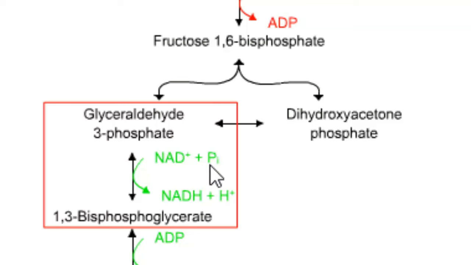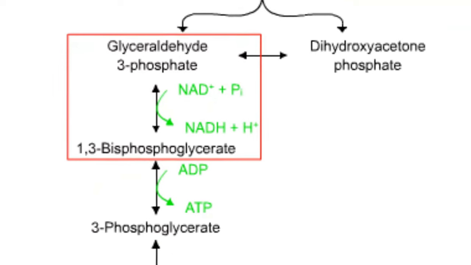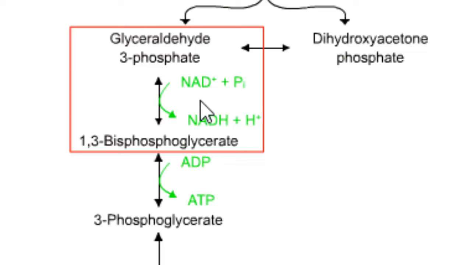Once it has transferred the electron to NAD, it also requires inorganic phosphate, because the phosphate will be added there as we are converting glyceraldehyde 3-phosphate into 1,3-bisphosphoglycerate, with phosphate groups at both the 1 and 3 carbon positions, and the electron is transferred to NAD to convert it into NADH plus H plus, which is the reduced form of NAD. The enzyme required for this process is glyceraldehyde 3-phosphate dehydrogenase.